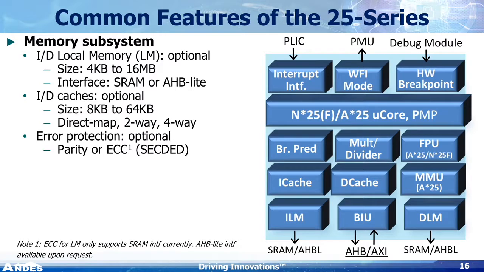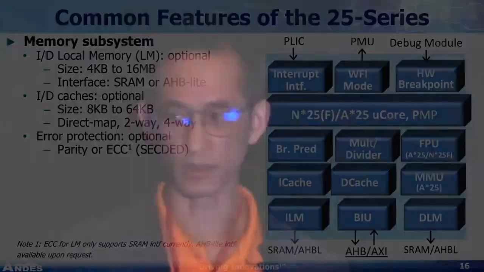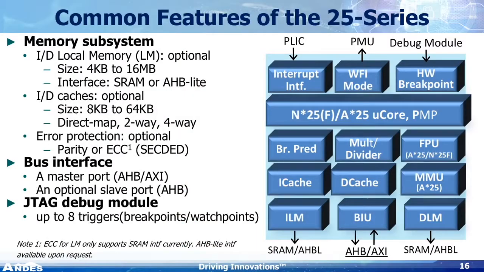And if you need high reliability for your SRAM system, error protection is optional with parity or ECC. The bus interface side provides a standard master port, AHB or AXI, and it also has a slave port coming in, so you can access your local memory. And there is a standard JTAG debug module with up to 8 triggers. And trigger is watchpoint or breakpoint in the RISC-V terminology.